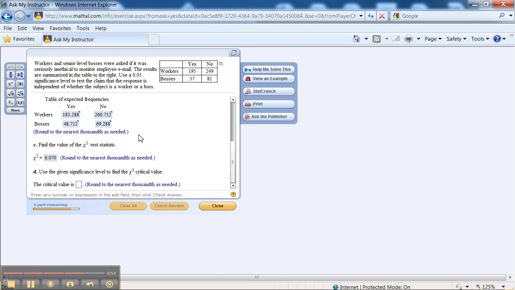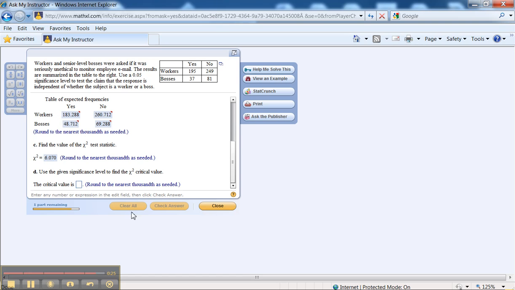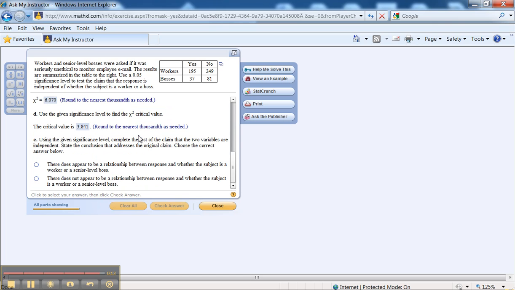Now if you are interested in the expected frequencies, there's a separate video on how to compute the expected frequencies. Now it says use the given significance level to find the critical value. The critical value is, and what did we say the critical value was? 3.841. And we get a good job on that also.